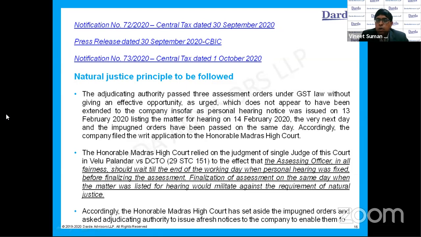That's why the assessee went to the High Court. And the ruling given is that the assessing officer, in all fairness, should wait till the end of the working day when the personal hearing was fixed, before finalizing the assessment. Finalization of assessment on the same day when the matter was listed for hearing would militate against the requirement of natural justice. So obviously, in all the e-notices and e-hearings, it should not impact natural justice. A proper time and justification should be given to the assessee, and only then should justice be followed.